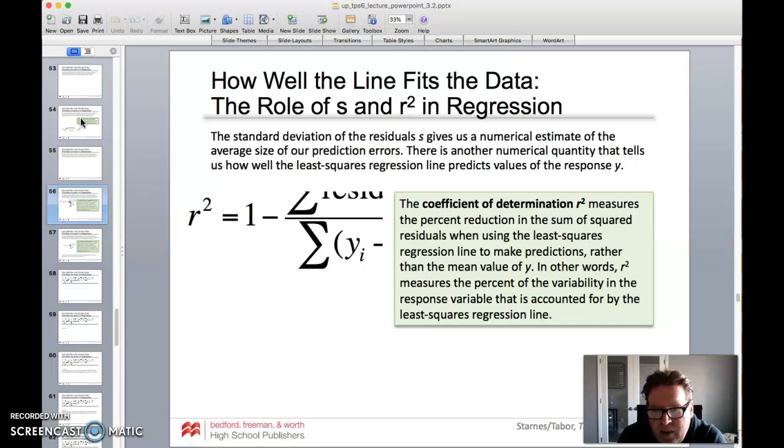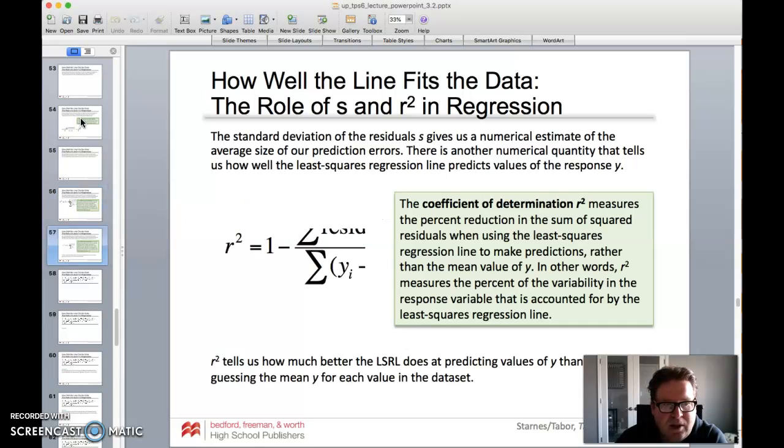In other words, what R-squared measures is the percent of the variability in the response variable that is accounted for by the least squares regression line. There are obviously some other factors, but this tells you what you can attribute to the least squares regression line. So that's what R-squared tells you: how well are we doing here?